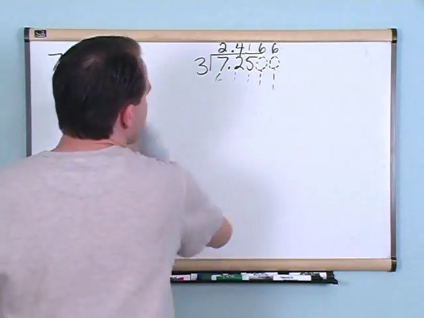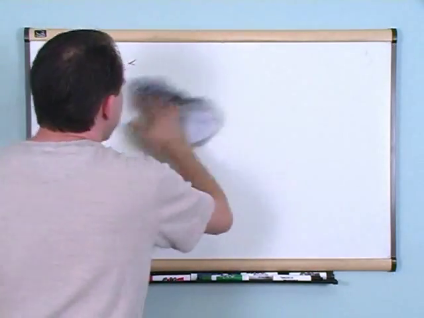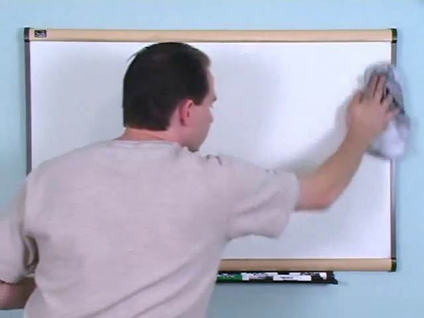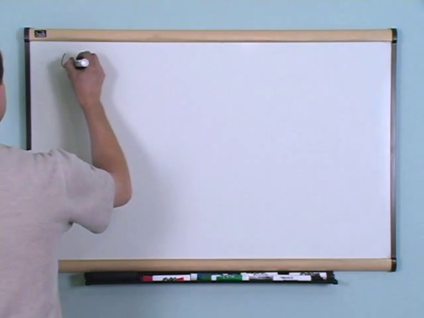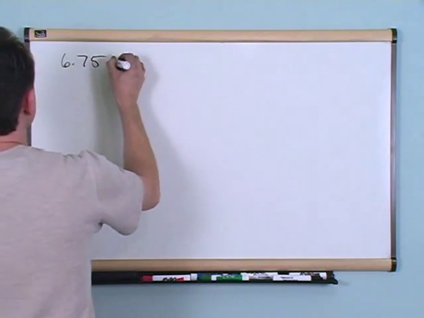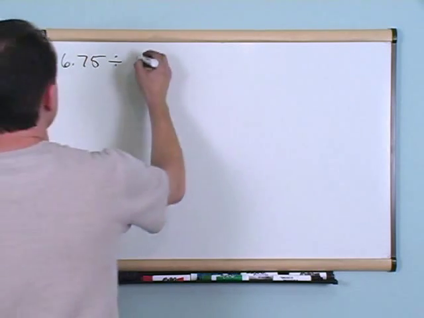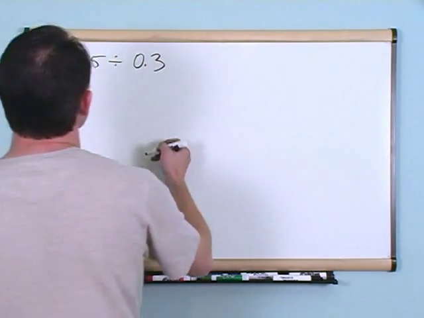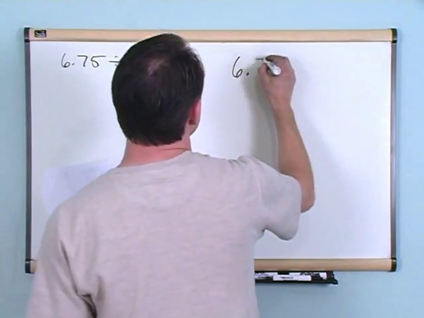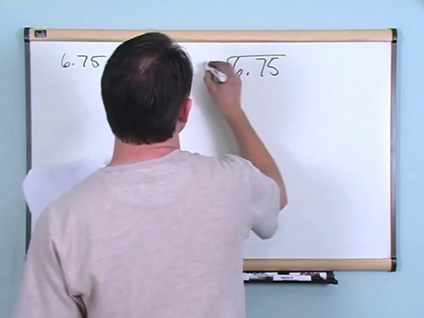So this is what we mean when we say keep going until you have a repeating pattern, or keep going until your answer basically cleans itself up. What if you have 6.75 divided by 0.3? Okay? So you'd have 6.75 divided by 0.3.